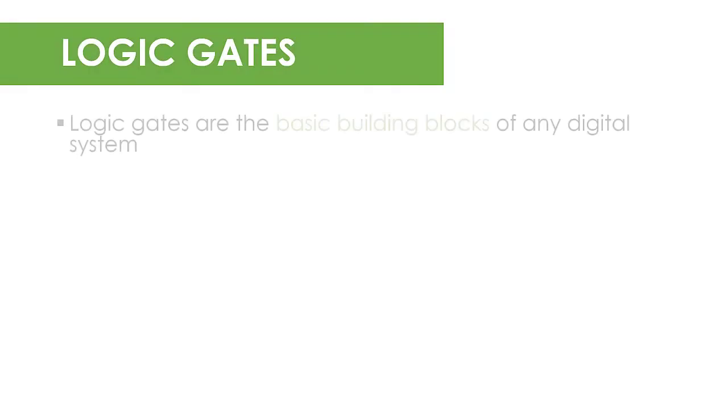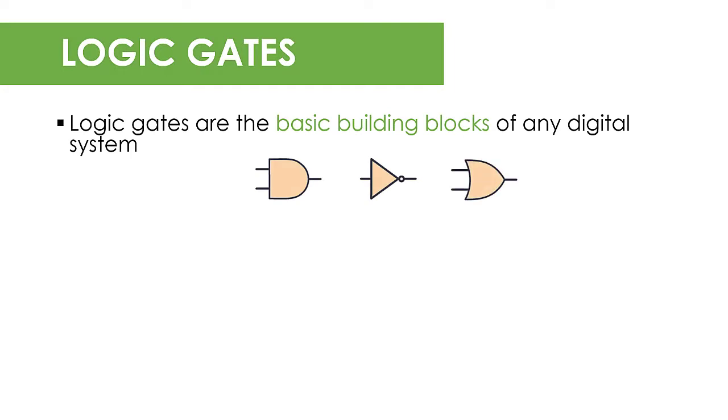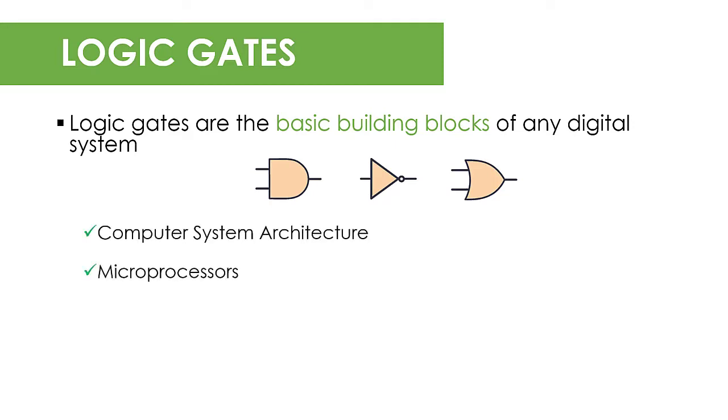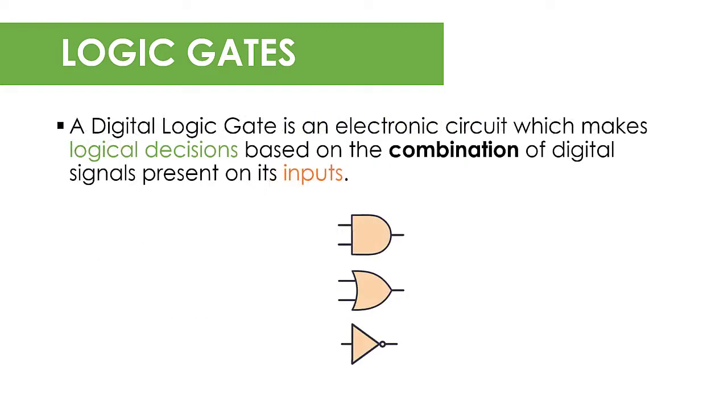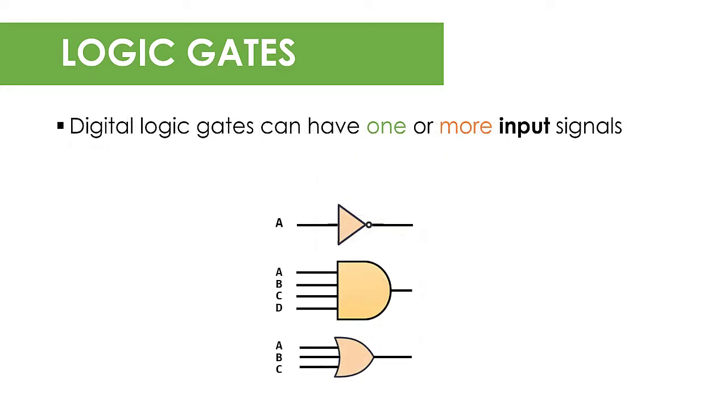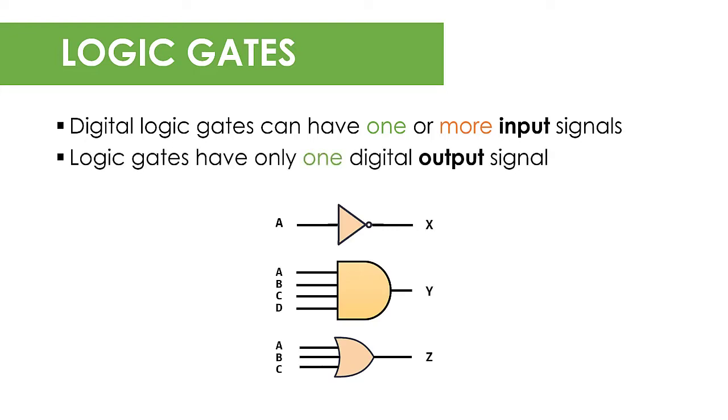Logic gates are the basic building blocks of any digital system. And if you are interested in understanding how the internals of your computer system works, then learning this topic is very vital to widen your understanding of computer architecture, microprocessors, microcontrollers, and embedded systems design. A digital logic gate is an electronic circuit which makes logical decisions based on the combination of digital signals present on its inputs. Digital logic gates can have one or more input signals that are usually represented with variables A, B, C, D, and so on. But generally, logic gates have only one digital output signal.